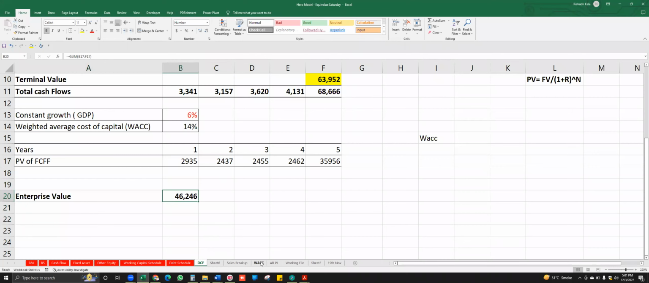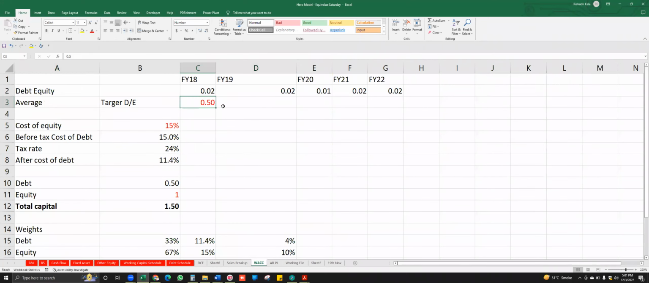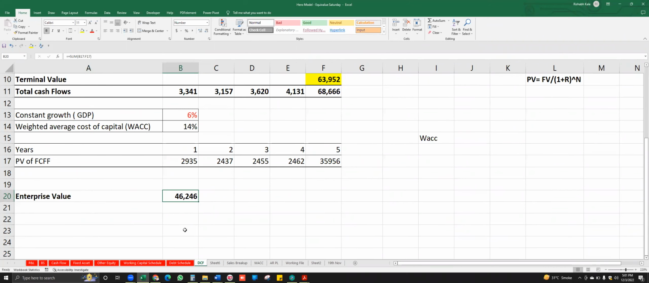Now you can just change the answers by WACC. Since I have taken WACC as 0.4, you can just change it. What if I change my debt to equity? What will happen to my value? Tell me. A question, okay. 46 is the value. Okay, I will just keep it over here.